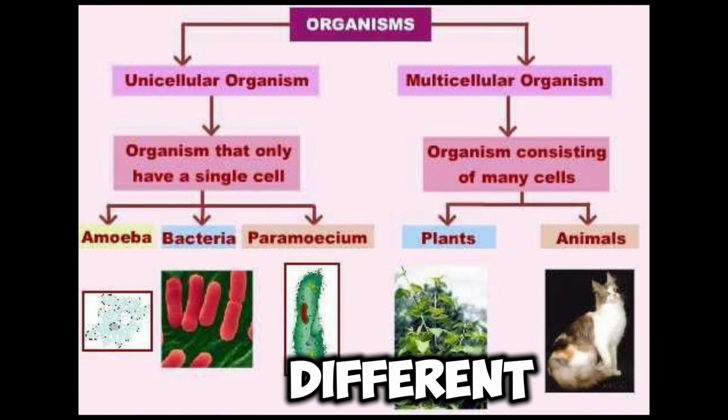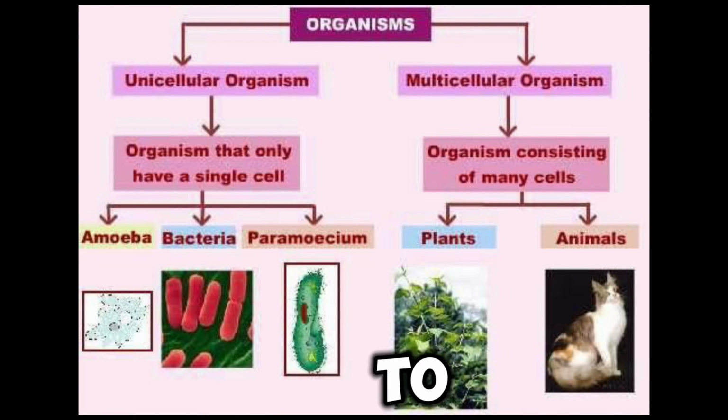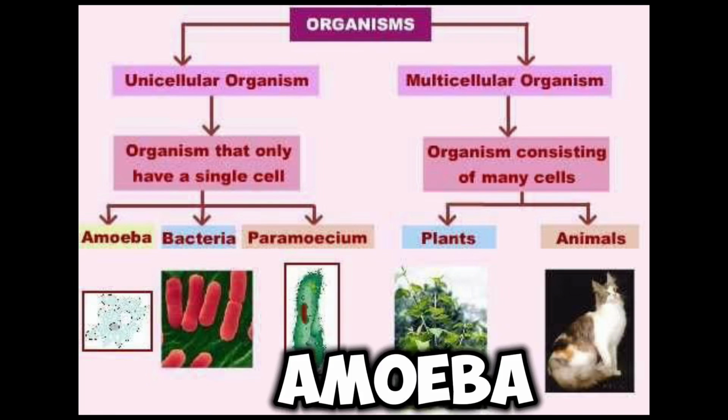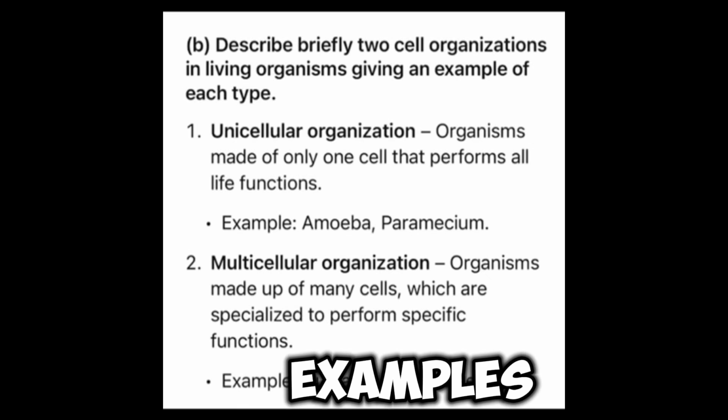They are created for different functions. Mango tree is for fruits, humans is to live, reproduce, and all of that. Unicellular organisms have just one cell, like amoeba or paramecium. These are examples of unicellular.